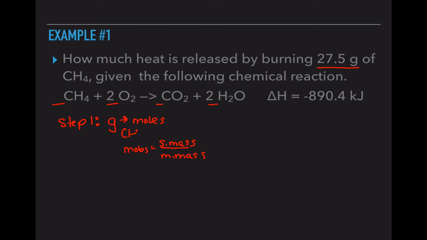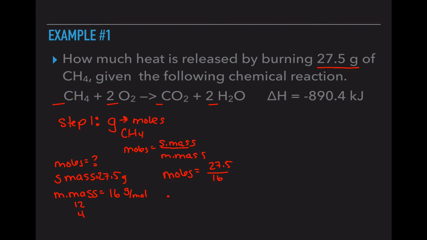And since it's CH4, that gives me a hint. So moles is my unknown. S mass is 27.5 grams. And M mass of CH4 is a C, which is 12, and 4 H's, which each have a value of 1, so 16 grams per mole. So plug that in: moles equals 27.5 over 16. My moles equals 1.71. So that's step 1.